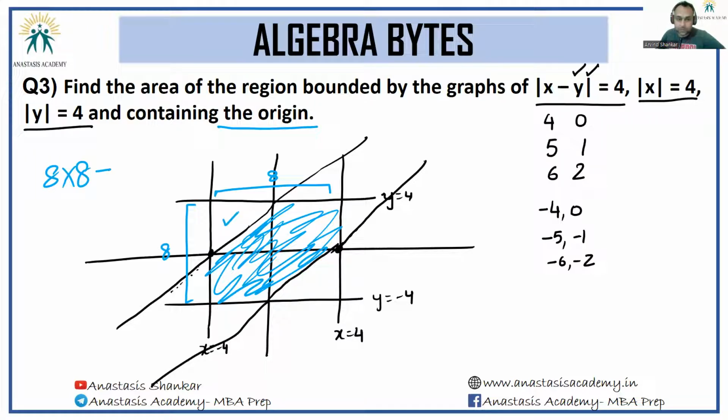From this, we have to remove this triangle. This length here is 4. This length here is 4. And the area in this triangle and this triangle is the same. So minus 2 into half into 4 into 4. Cancel, cancel. 8 into 8 minus 4 into 4. 64 minus 16. The final answer to the question will be 48.